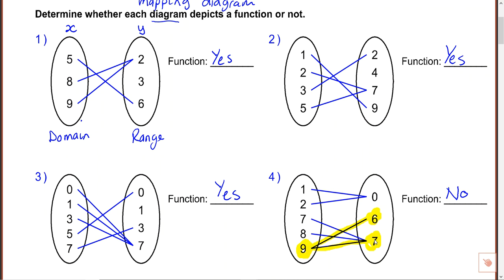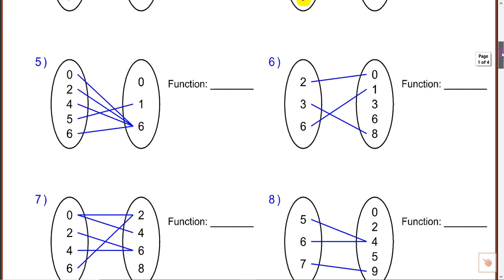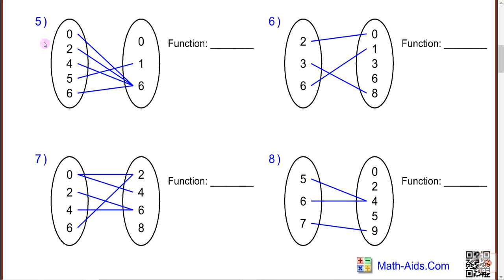What about the rest of them on your sheet then? 5, yes. Can only be 69 Fahrenheit. 6, yes. 7, no. 8, yes. Right. So guys, 5, function or not? Yes. Great. 6? Yes. 7? No. 8? Yes. Okay.